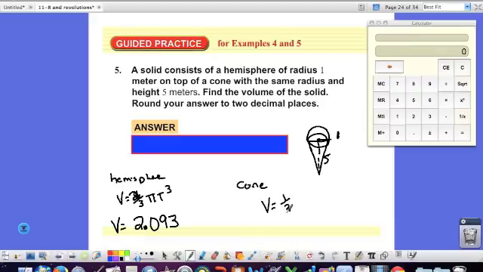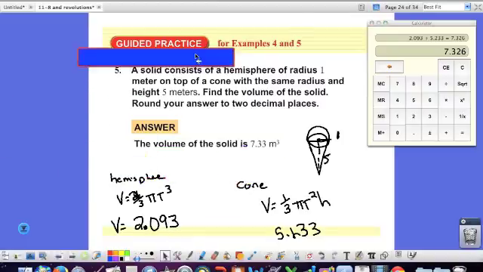So for my cone, the volume is going to be 1/3 pi r squared h. So radius squared, 1 times 1 is 1, times 5 is 5. 5 times 3.14 equals 15.7, divided by 3 is 5.233. So I'm going to add the 2.093 plus 5.233, and I'm going to get about 7.3.